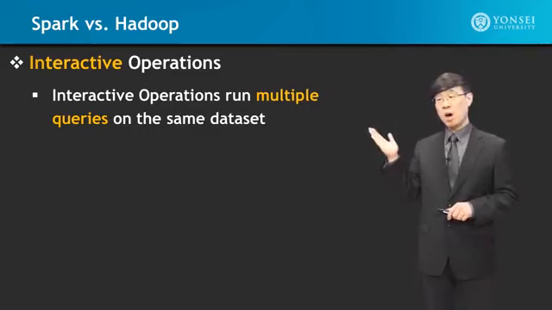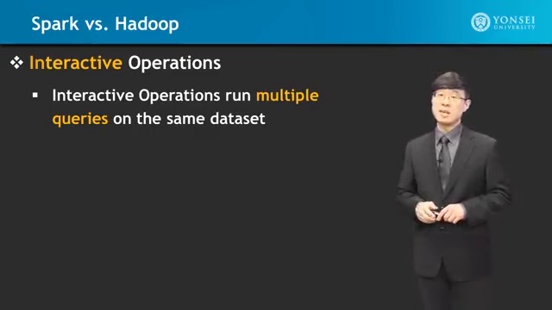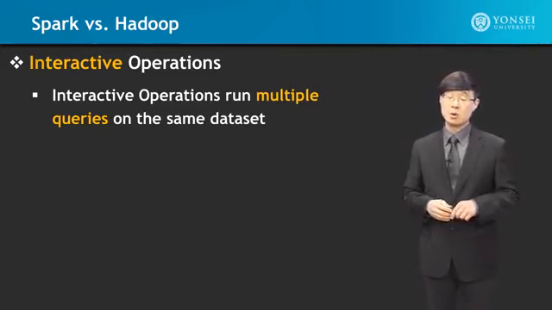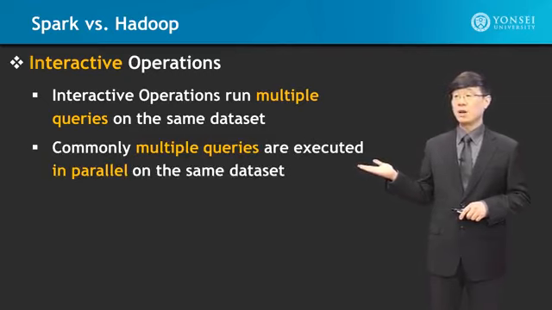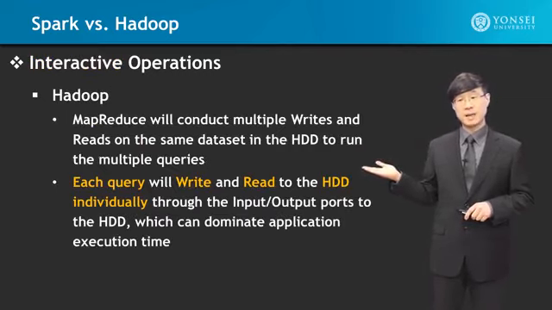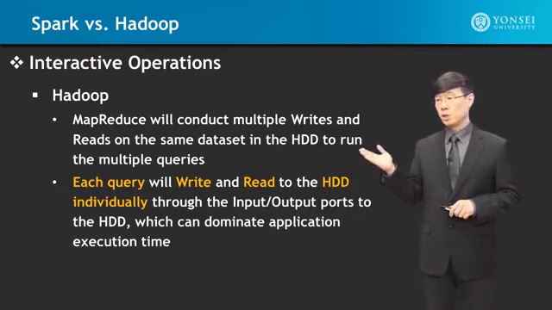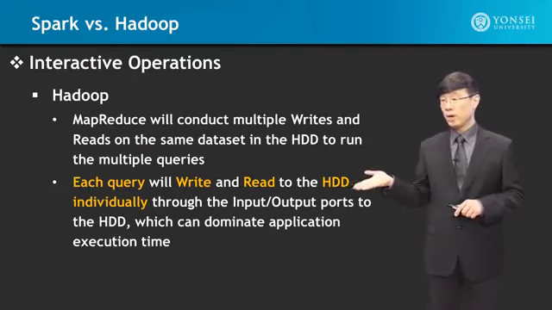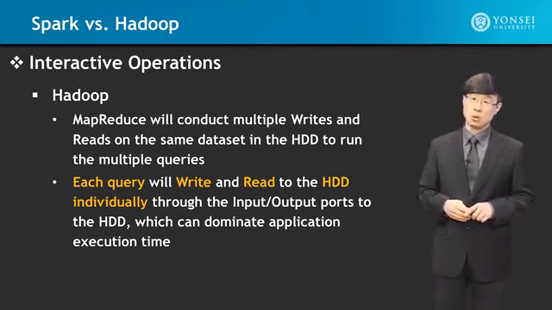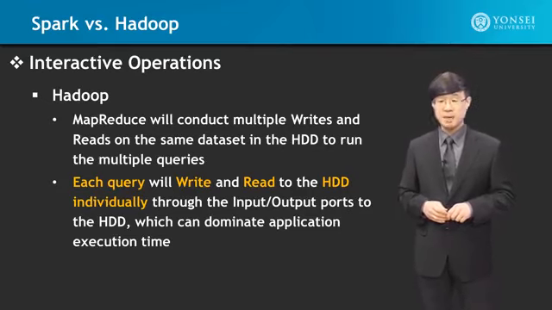Interactive operations are operations that run multiple queries on the same dataset, and Spark has tremendous advantages here. This commonly requires queries that are executed in parallel on the same dataset. For Hadoop, MapReduce will conduct multiple writes and reads on the same dataset in the HDD to run these multiple queries. Each query will write and read to the HDD individually through the input and output ports, and this can dominate the overall time consumed.